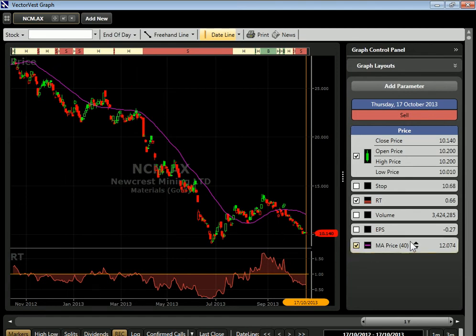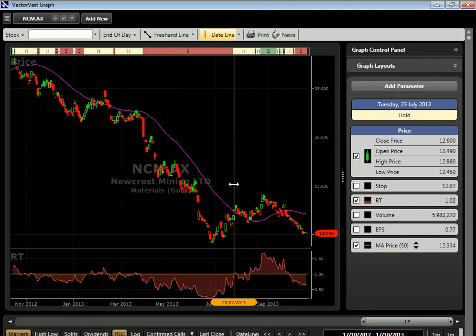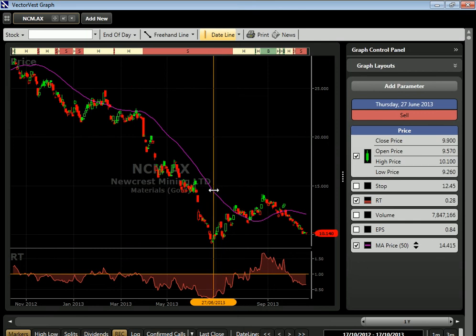Now if we plot, this has a 40 moving average on it already. If we plot it to 50 and we go back to that June 27th time frame, there you have it. Look at the distance between price and the 50-day moving average. It's the largest in the database.